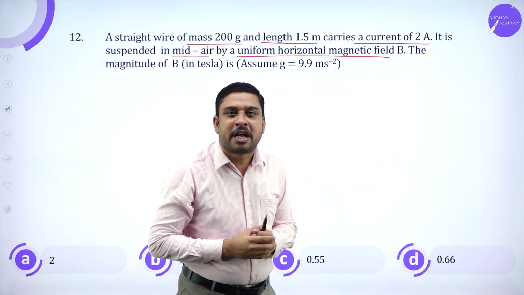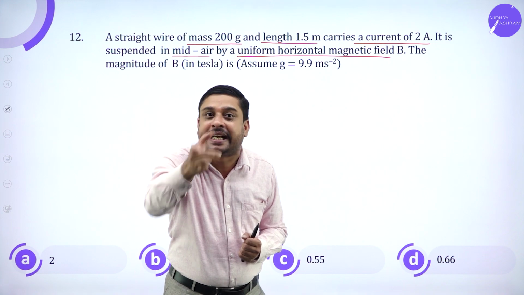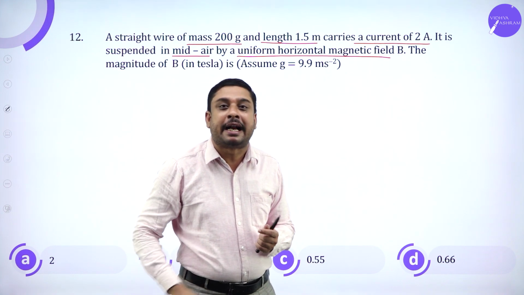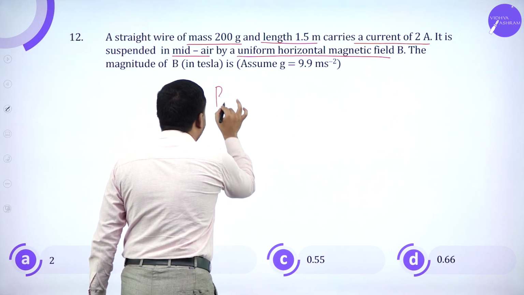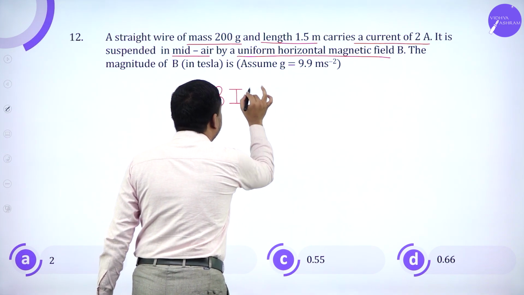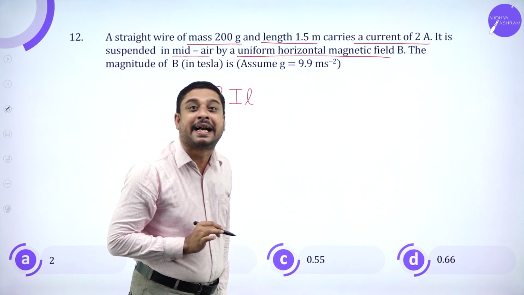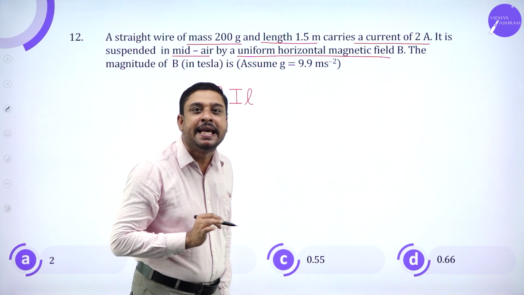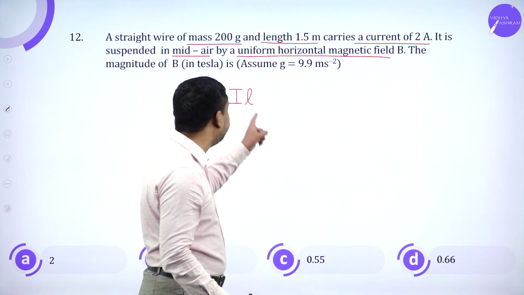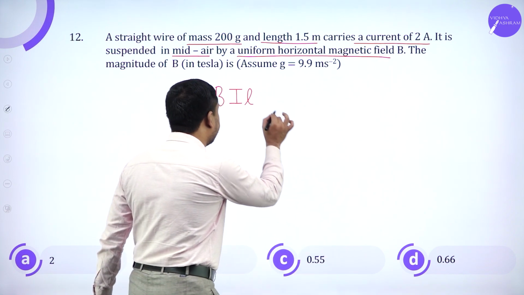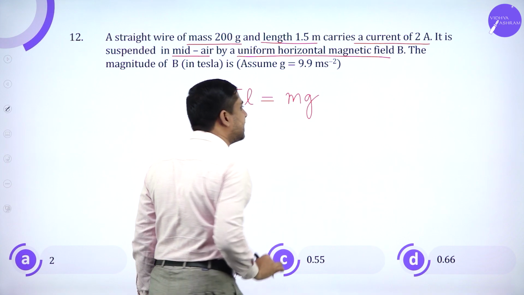Now what is the expression for magnetic force? This is not a charged particle, this is a current carrying conductor. So which means BIL, the magnetic force acting on the conductor, BIL sin theta. Theta is 90 degrees. So BIL should be equal to its weight, which is mg.